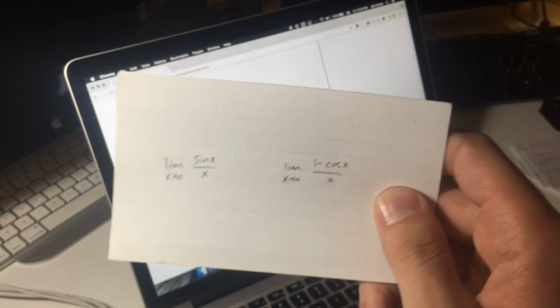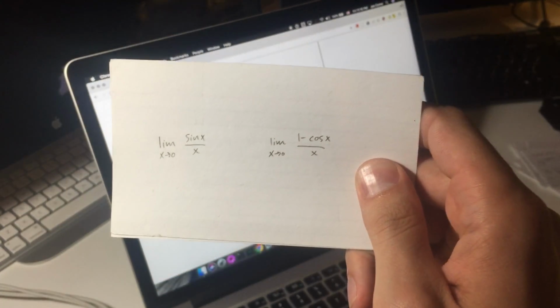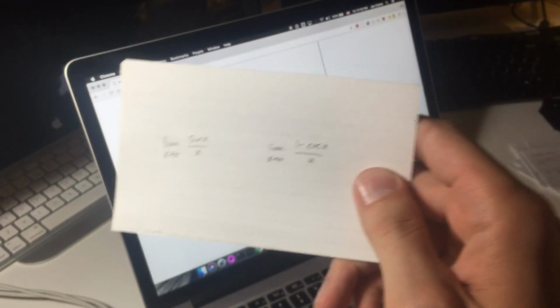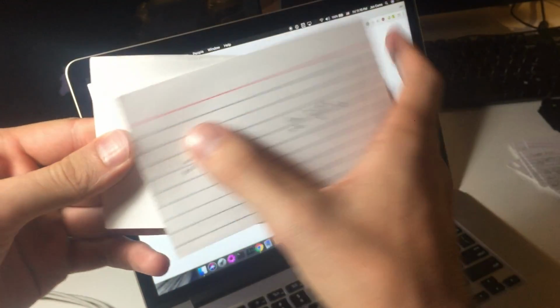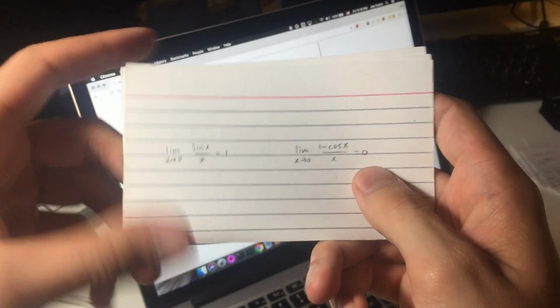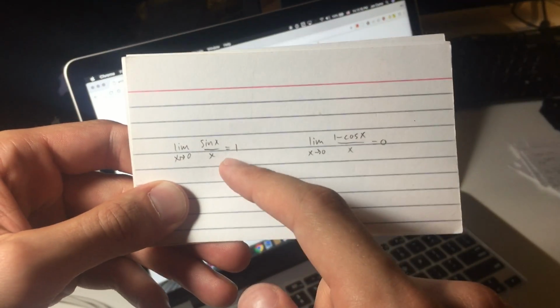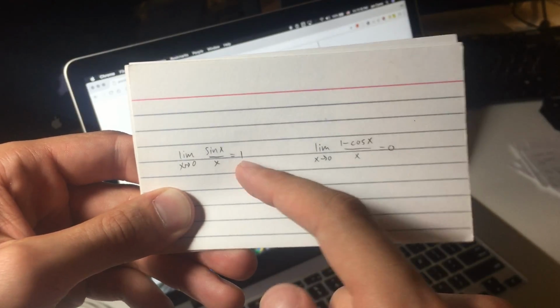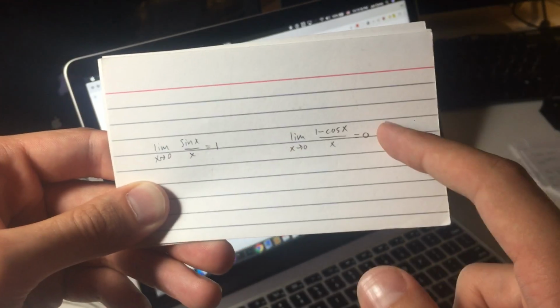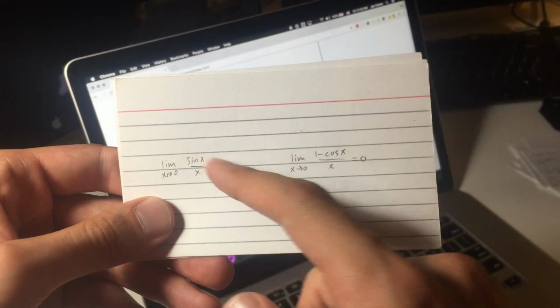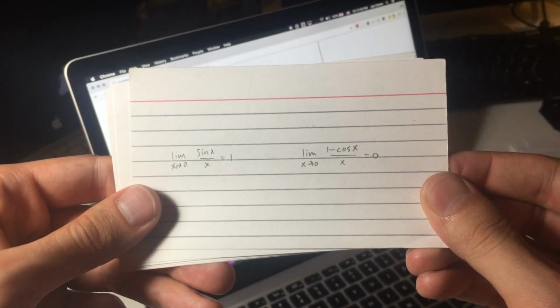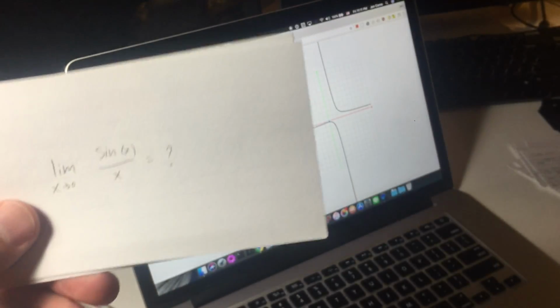Moving on, here are some trig limits. Now, I'm going to just ask you to remember these. There's ways to prove them, but for time, these are classics. Sine of x over x, as x goes to 0, it turns out it's 1. And 1 minus cosine of x over x, as x goes to 0, it turns out it's 0. We'll see something called L'Hopital's rule that helps us verify these and make it straightforward. And there's also geometric proofs if you're interested.